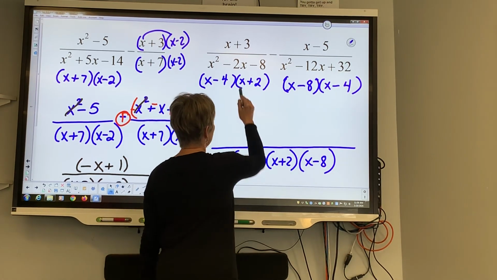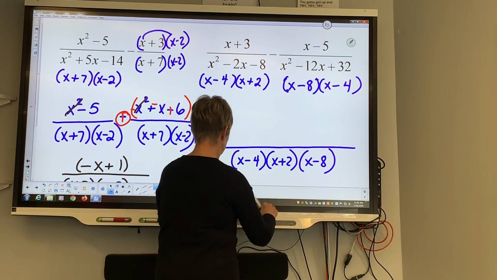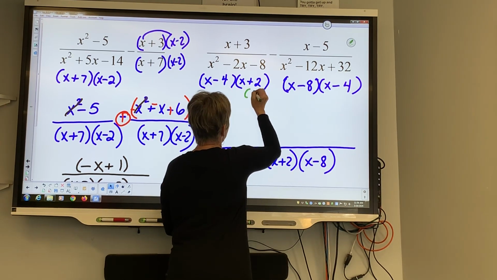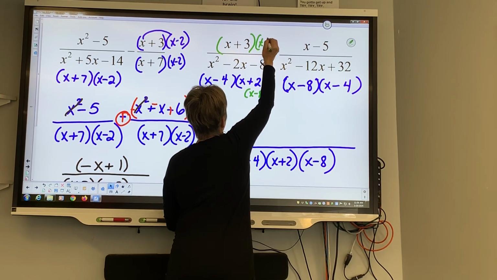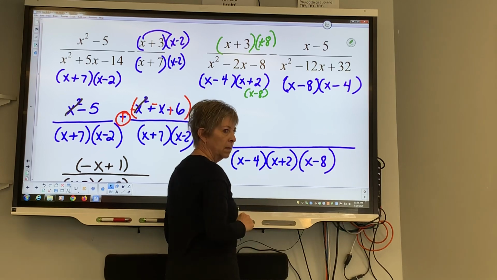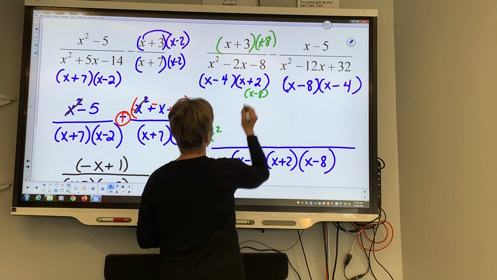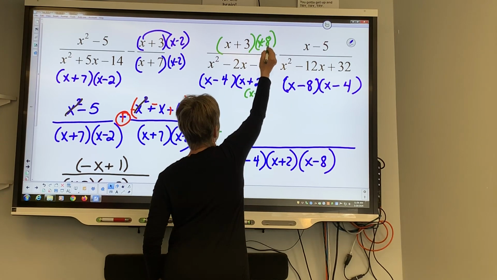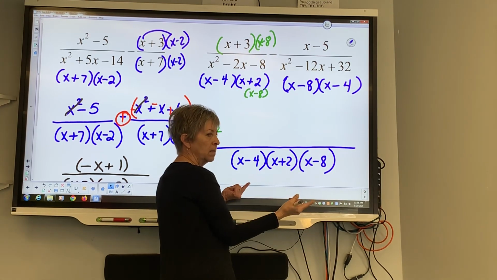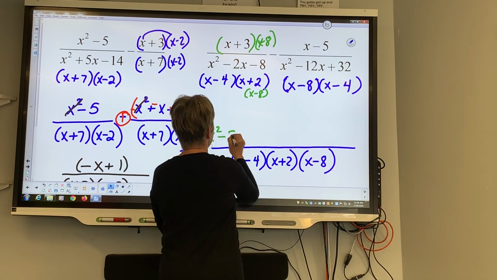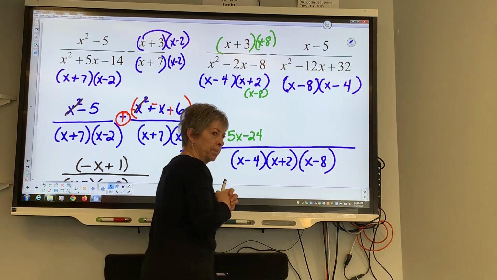This denominator has the x minus 4, it's missing the x minus 8. So I have to multiply by x minus 8. So this is going to get multiplied by x minus 8. Can we FOIL that? What are we going to get? X squared. That doesn't look good. That's x minus 8. So I'm going to have a positive 3x from the inners, a minus 8x from the outers. So that's negative 5x, and then minus 24.